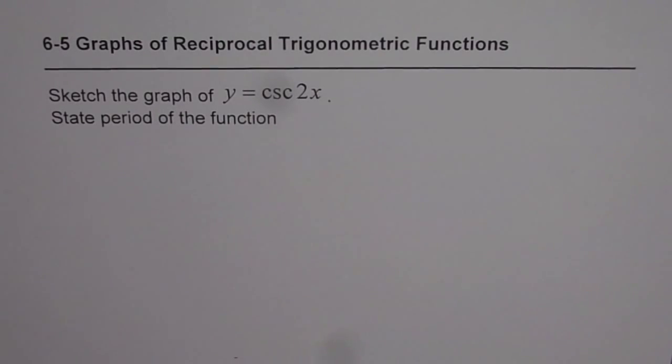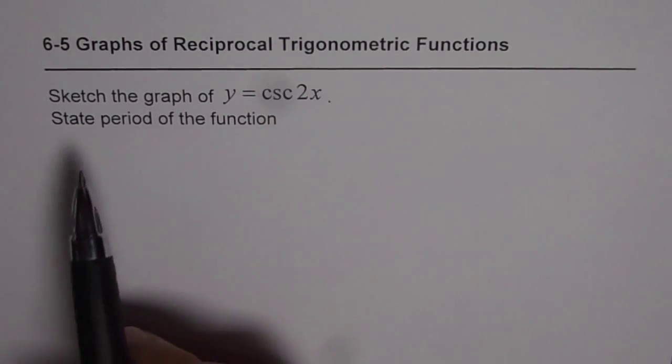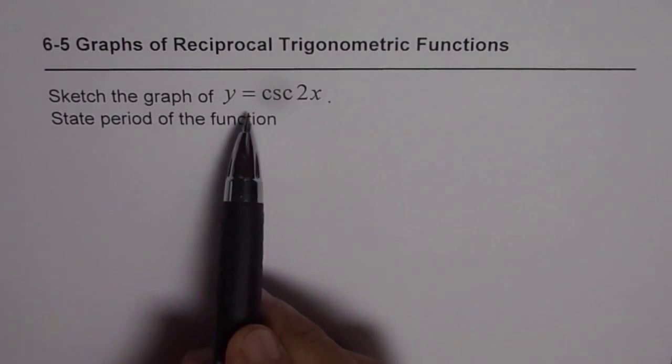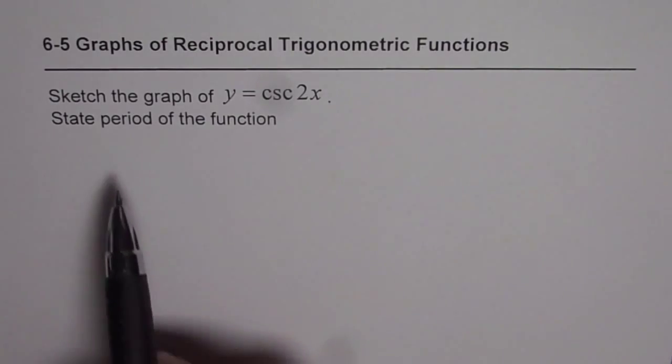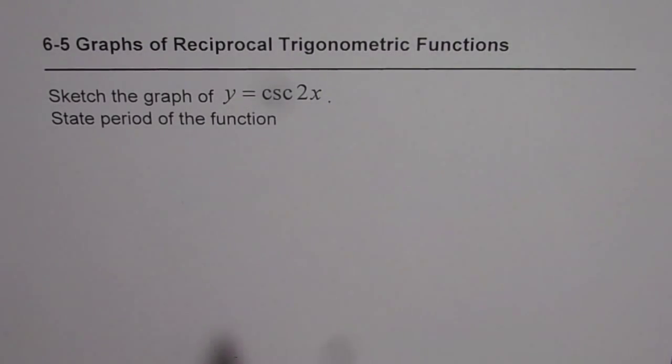I'm Anil Kumar, and in this video we will try to understand how to sketch a graph for a reciprocal trigonometric function. The question here is: sketch the graph of y equals cosecant 2x. State the period of the function.